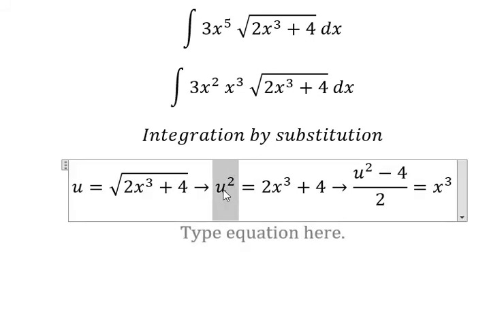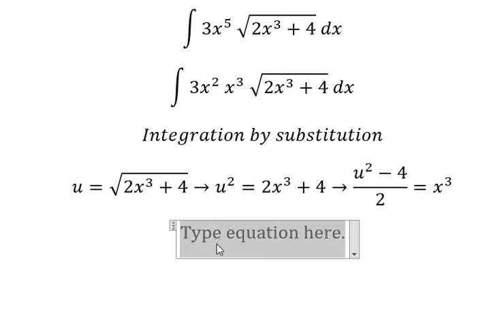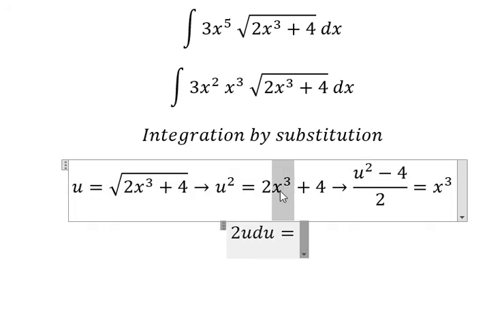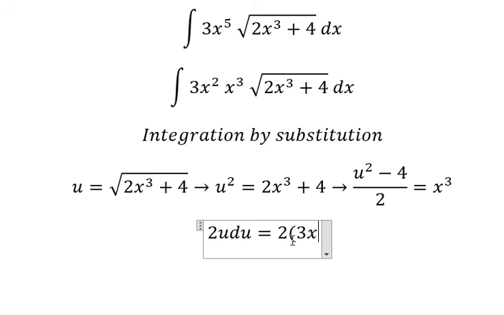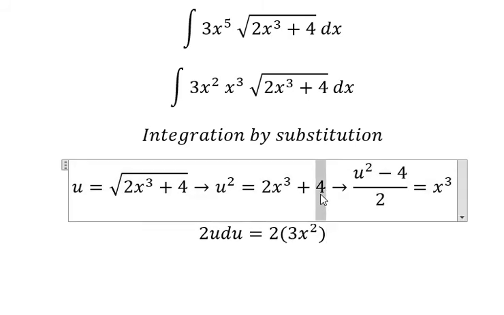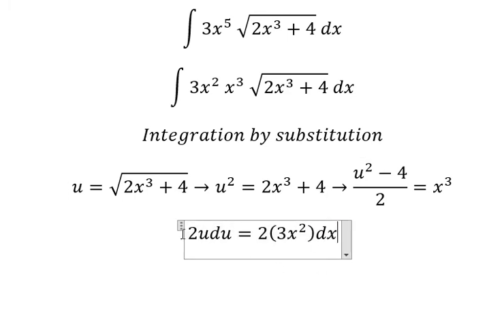First, the derivative of u squared, we have 2u du. First, the derivative of x to the power of 3, we have 3x squared. This one is the constant, so you get 0. Later, we divide both sides by number 2.